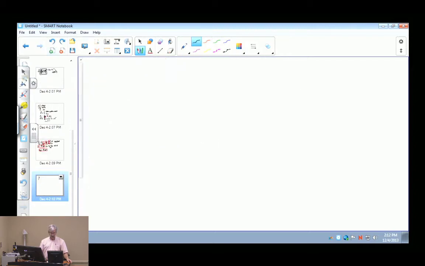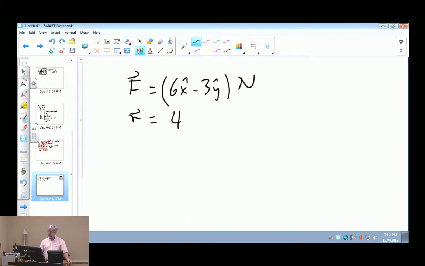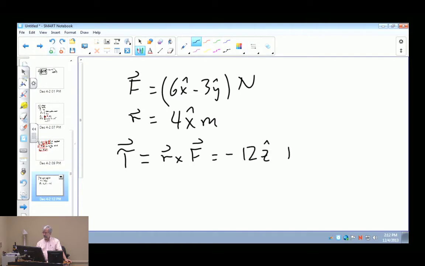Okay, calculate the torque. So F is 6x minus 3y in newtons, and r is 4x meters. Let's calculate the torque. Cross product, you have to do y, so it's negative 12 z joules. All right, you should be able to do that. If you need to take it in smaller steps, do so. Notice that the torque has units of energy. Kind of odd.